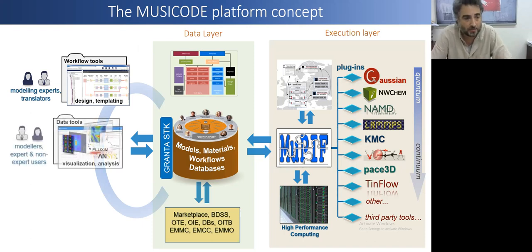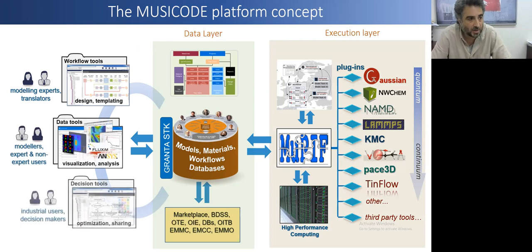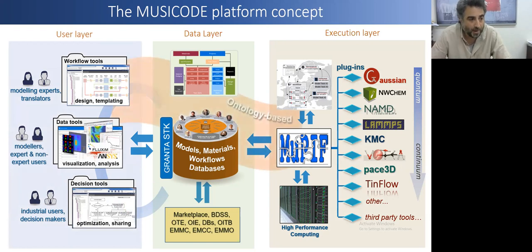And of course, having the data, having the results, you can go back to the user layer where you can visualize, analyze the results, optimize, make decisions, etc. So it's a complete innovation environment. And ontology basically is the key for the different layers to communicate with each other, and of course, the different models to communicate with each other.